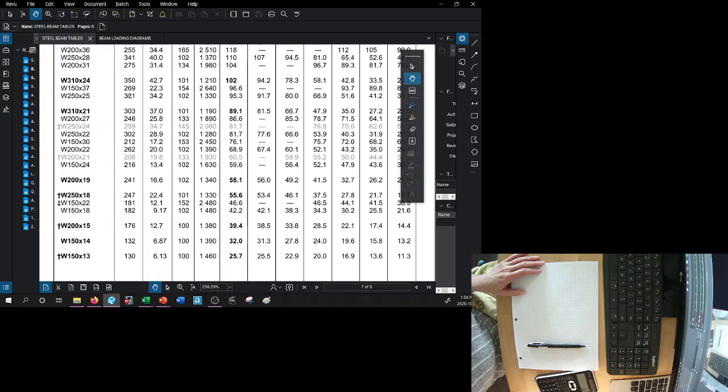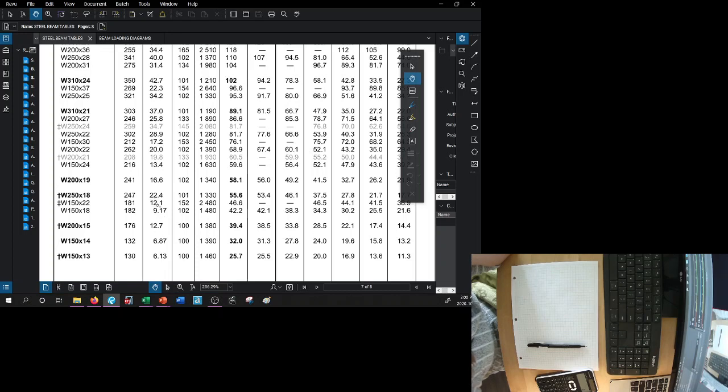Now, it looks like in our shear category, pretty much anything works. So it seems like shear doesn't need to be a big concern for us. So that leaves our moment and our moment of inertia, I. Well, here's our category for moment of inertia. Let's find a few that start working.